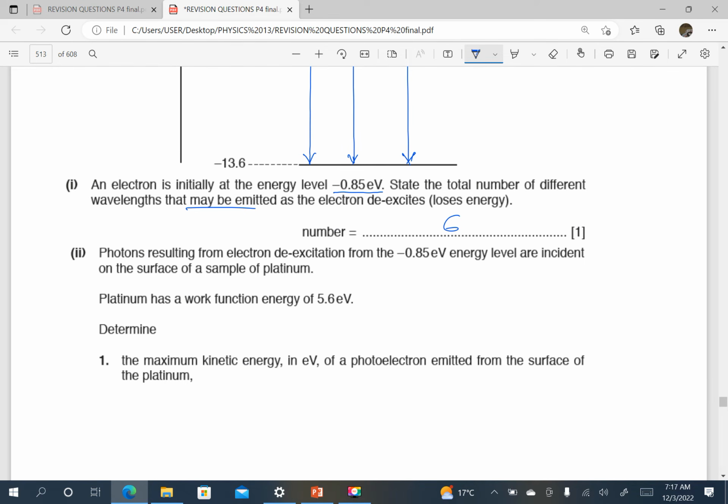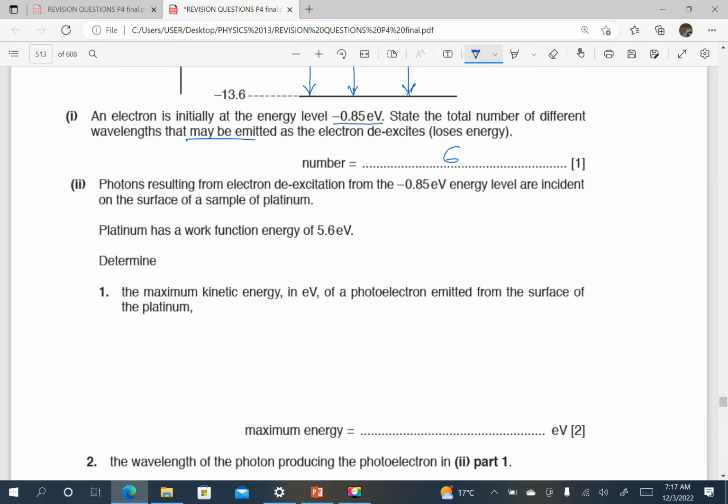Photons resulting from electron de-excitation from the negative 0.85 electron volts energy level are incident on the surface of a sample of platinum. The work function of platinum is 5.6 electron volts. Determine the maximum kinetic energy in electron volts of the photoelectron emitted from the surface of the platinum. Remember Einstein's equation: the energy of a photon is equal to the work function plus the maximum kinetic energy.